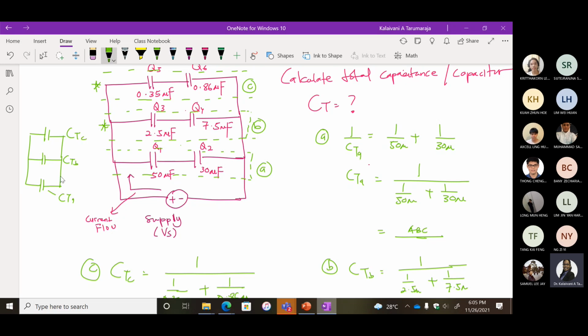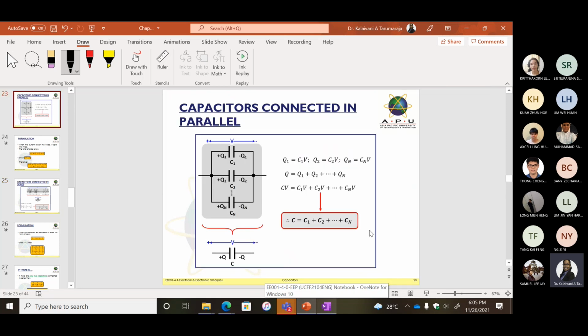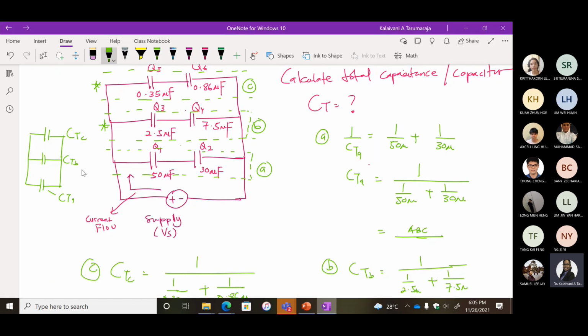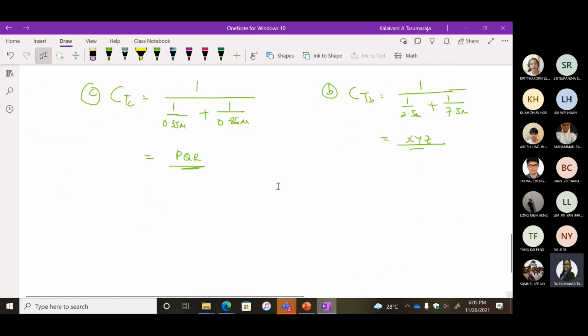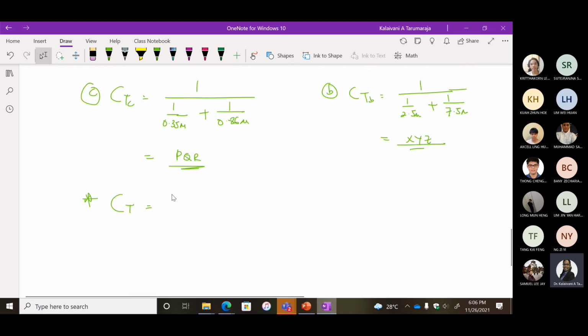Since it's a parallel, you need to know what equation you need to substitute. So go back to your slide and find out for the parallel. This one is for the series. Okay, let's go for the parallel. Parallel means you need to add all your capacitance values. So from here, you add everything. The next step is to add to find the overall total capacitance of this diagram. So you're going to have C total A plus C total B plus C total C.